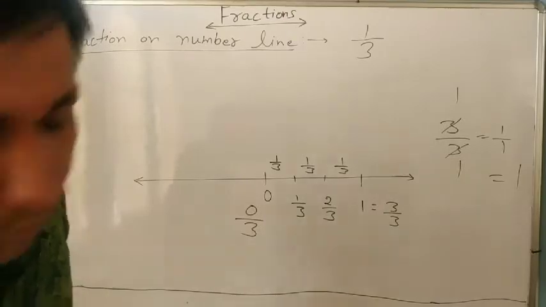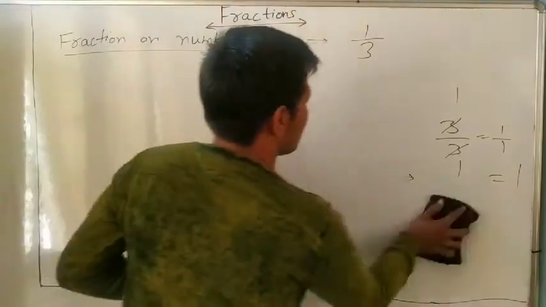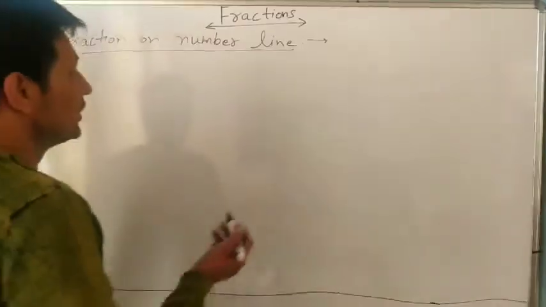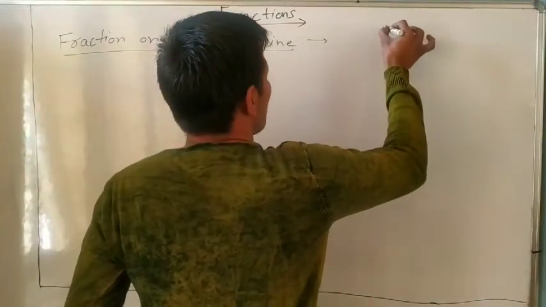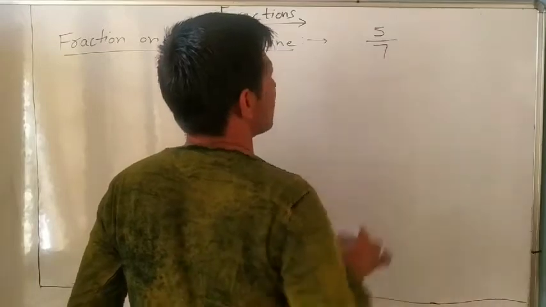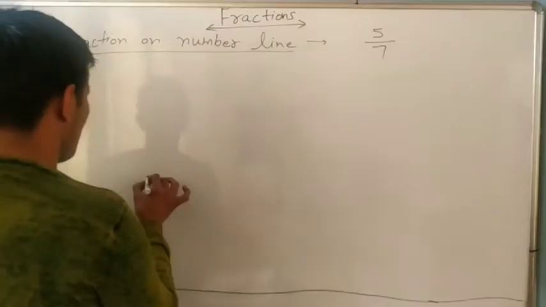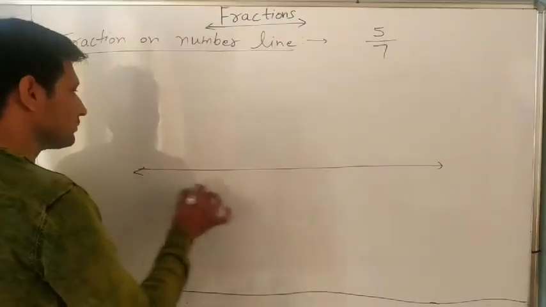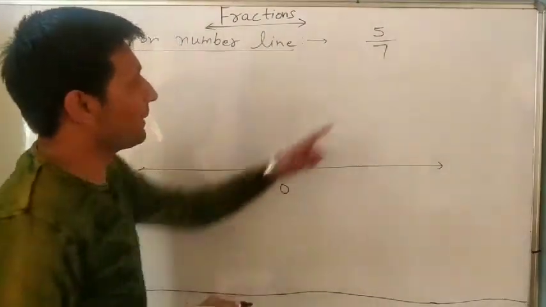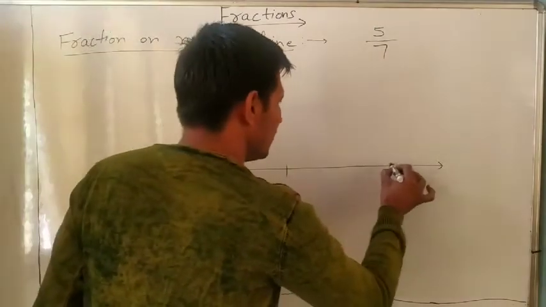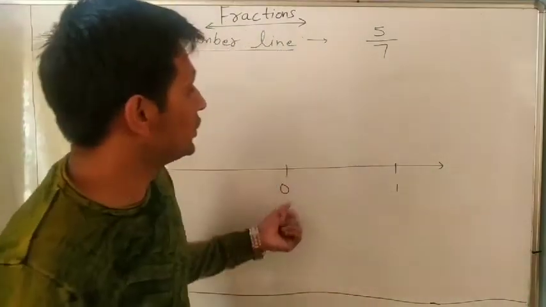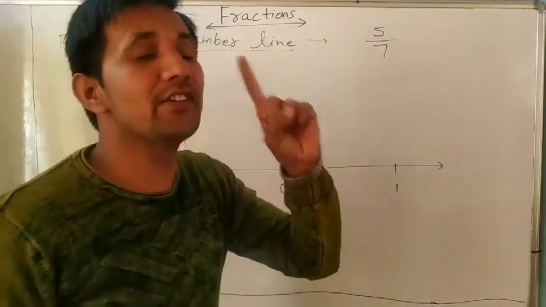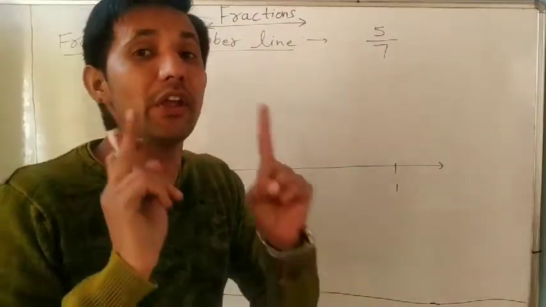Let us look at one more example, then we will start our exercise. Next, represent 5 upon 7 on the number line. On the number line, we observe 5 by 7 is positive. So it is 0, it is 1. 0 to 1 is the whole part. 5 by 7 means 5 out of 7 equal parts.